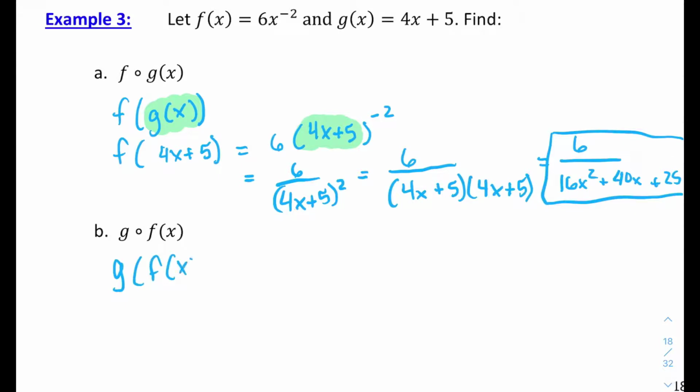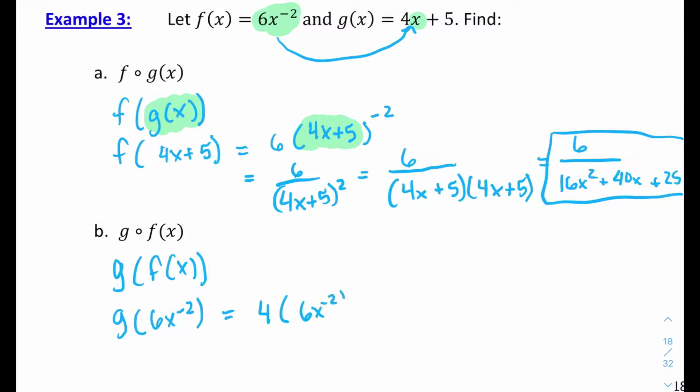So g of f of x means I'm going to be taking my function f of x and plugging it into g of x. So in g of x, I'll be replacing my variable with 6x to the negative second. So I'll have 4 times my 6x to the negative second plus 5. And then if you multiply those together, that's going to give you 4 times 6 is 24, x to the negative second plus 5.